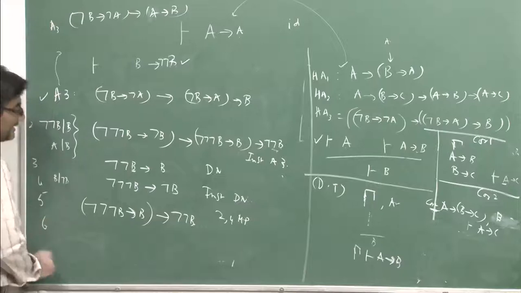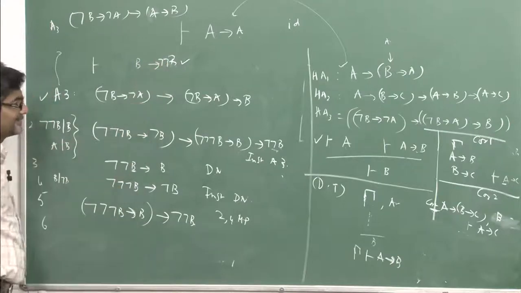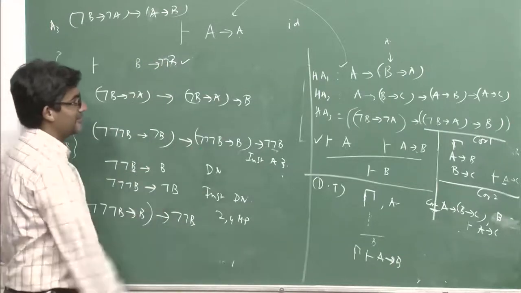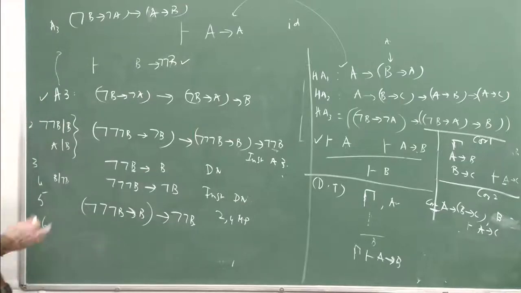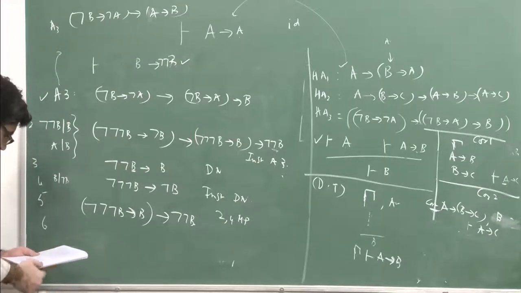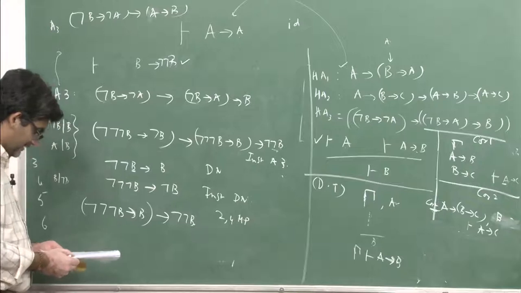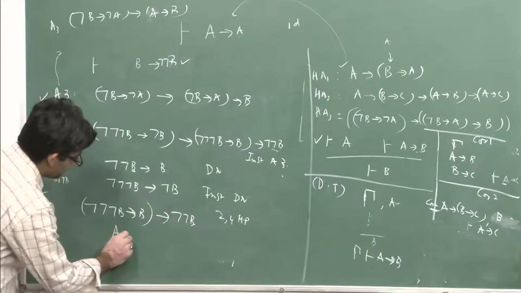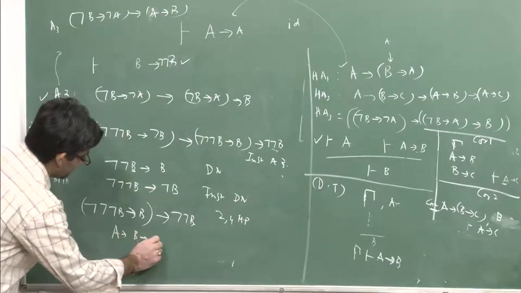So now, till now we did not get this. Somehow we need to use some other kind of axiom, and we need to convert it into an appropriate form. So now we have this axiom: A implies B implies A.